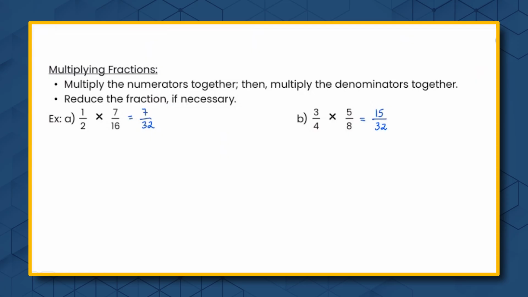And if we ask ourselves, is this the simplest fraction? Is it in a simplified form? Between 15 and 32, there's no other number that can be divided evenly into 15 and 32. So 15 over 32 is our reduced fraction.